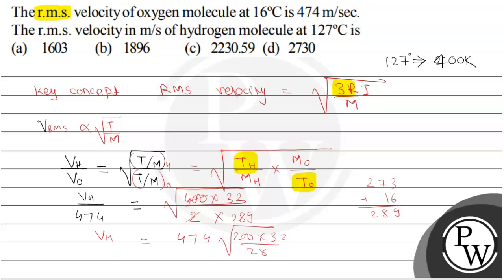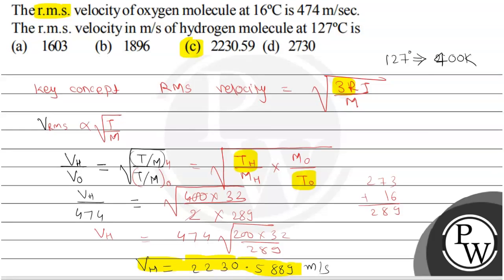by 289. So the calculation for this will be approximately 2230.5889 meter per second. So the VRMS for the hydrogen is 2230.5889, and the correct choice is option C. Hope you understand it well. Best of luck.